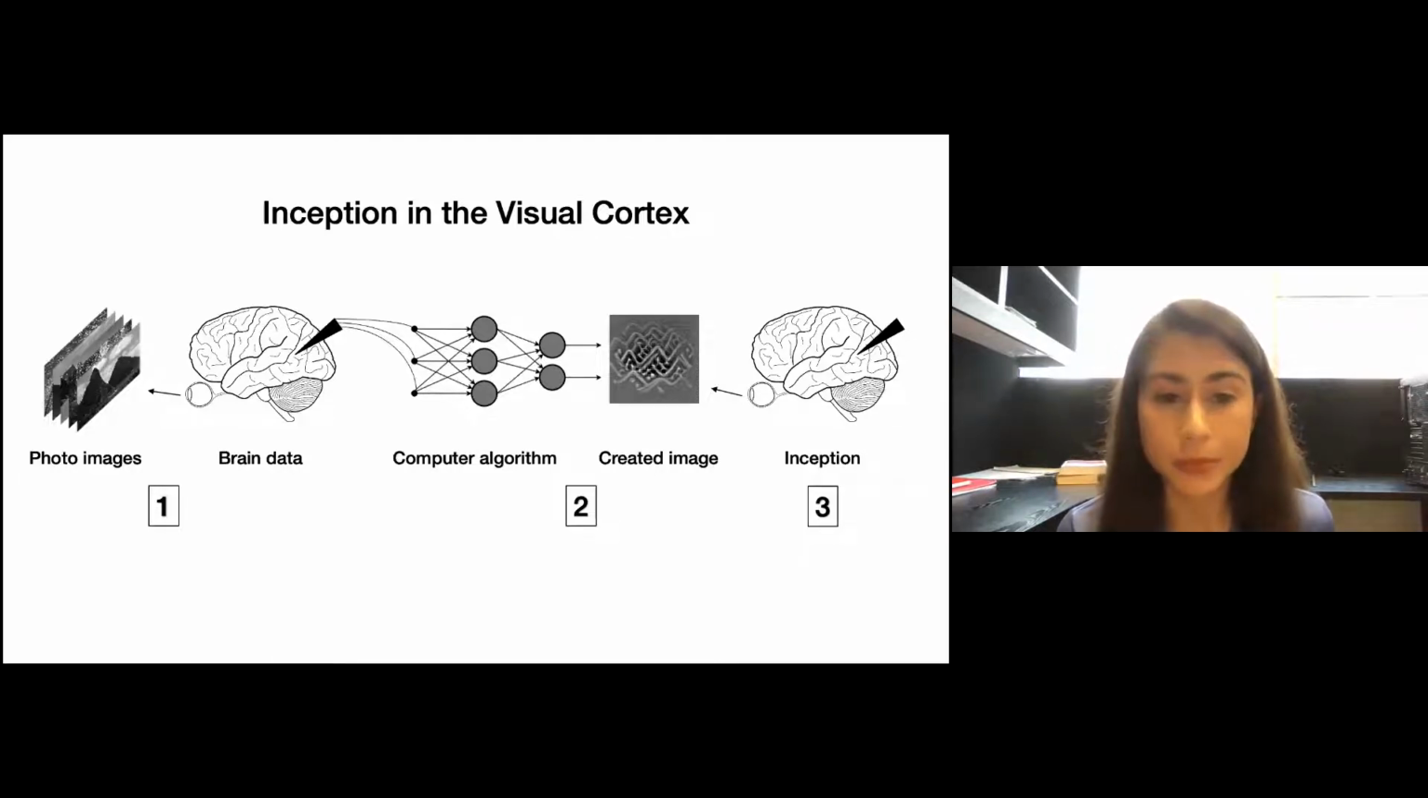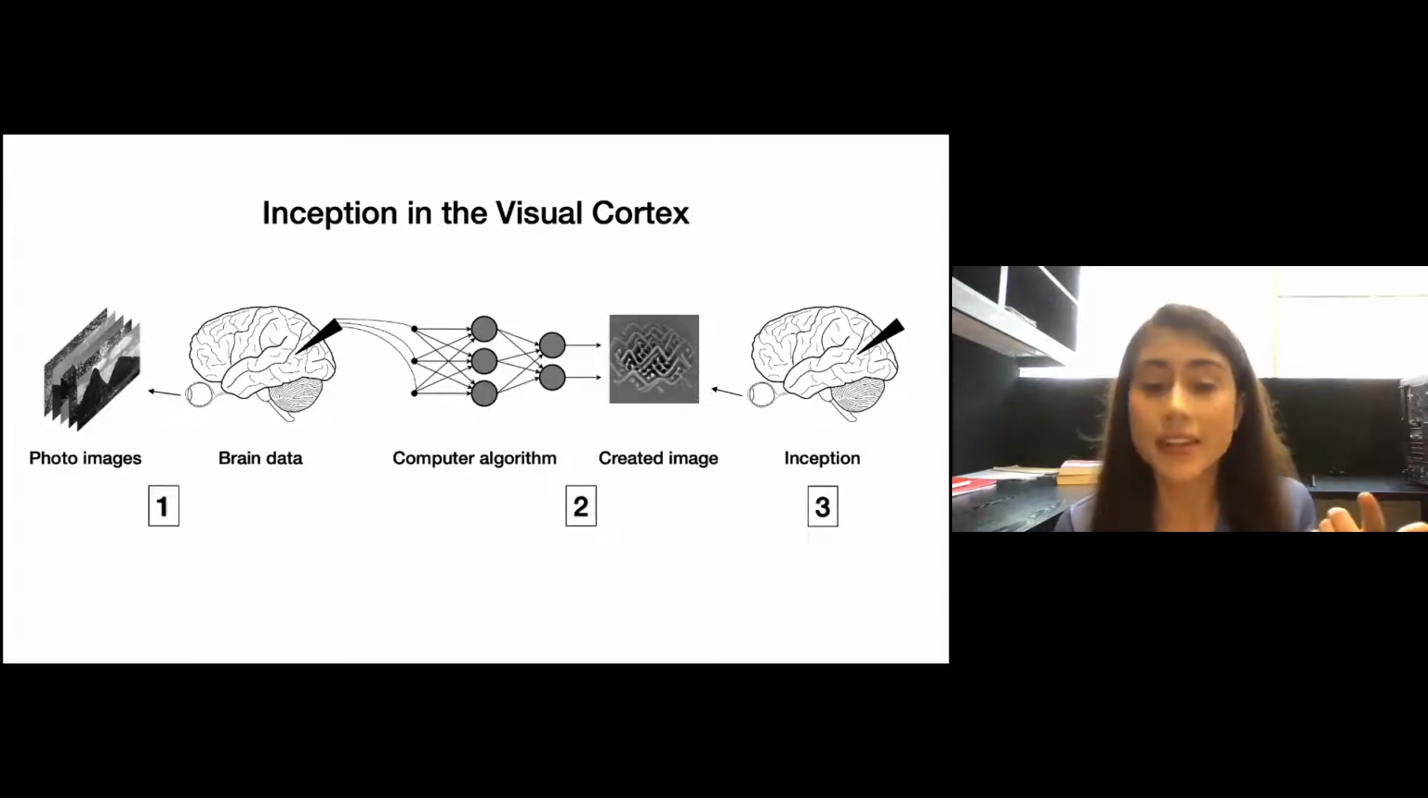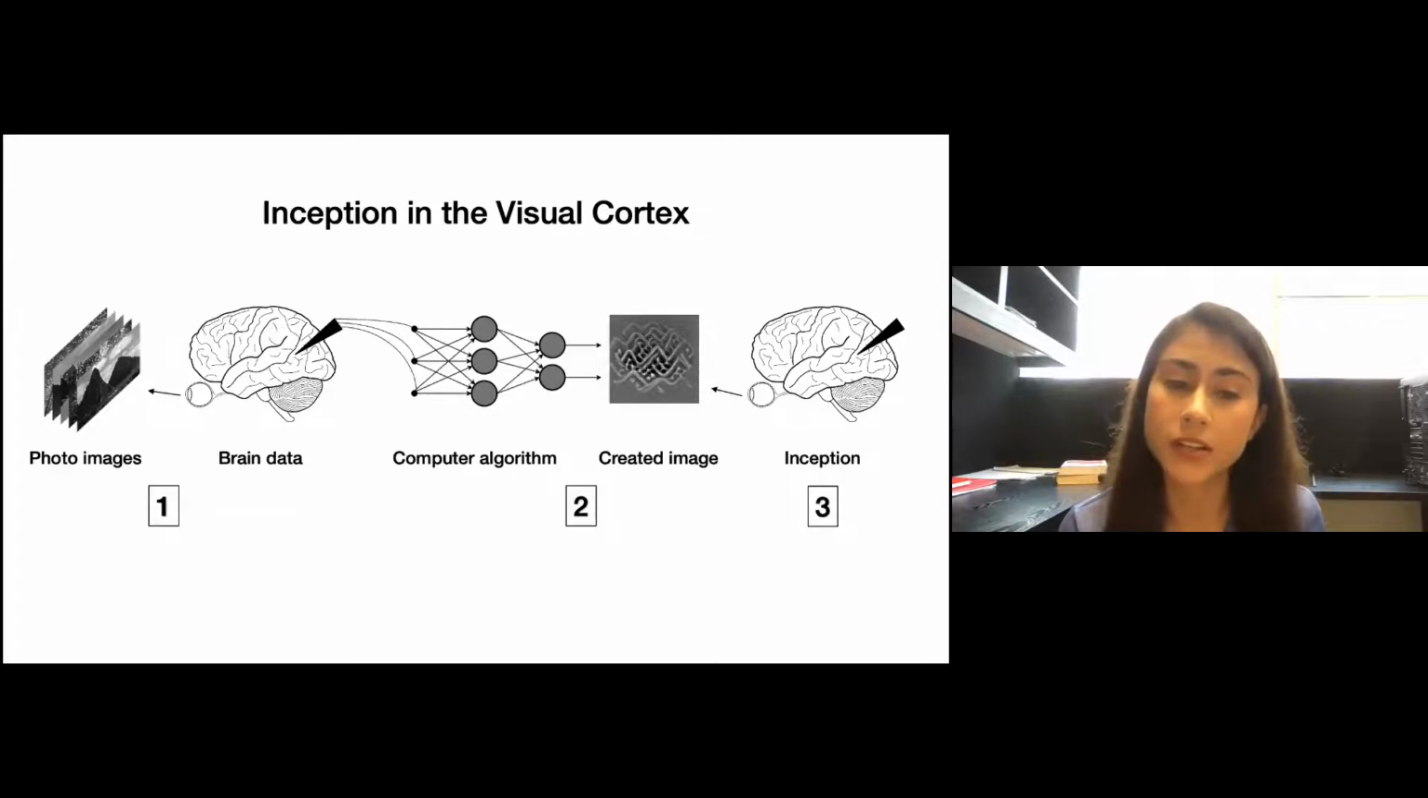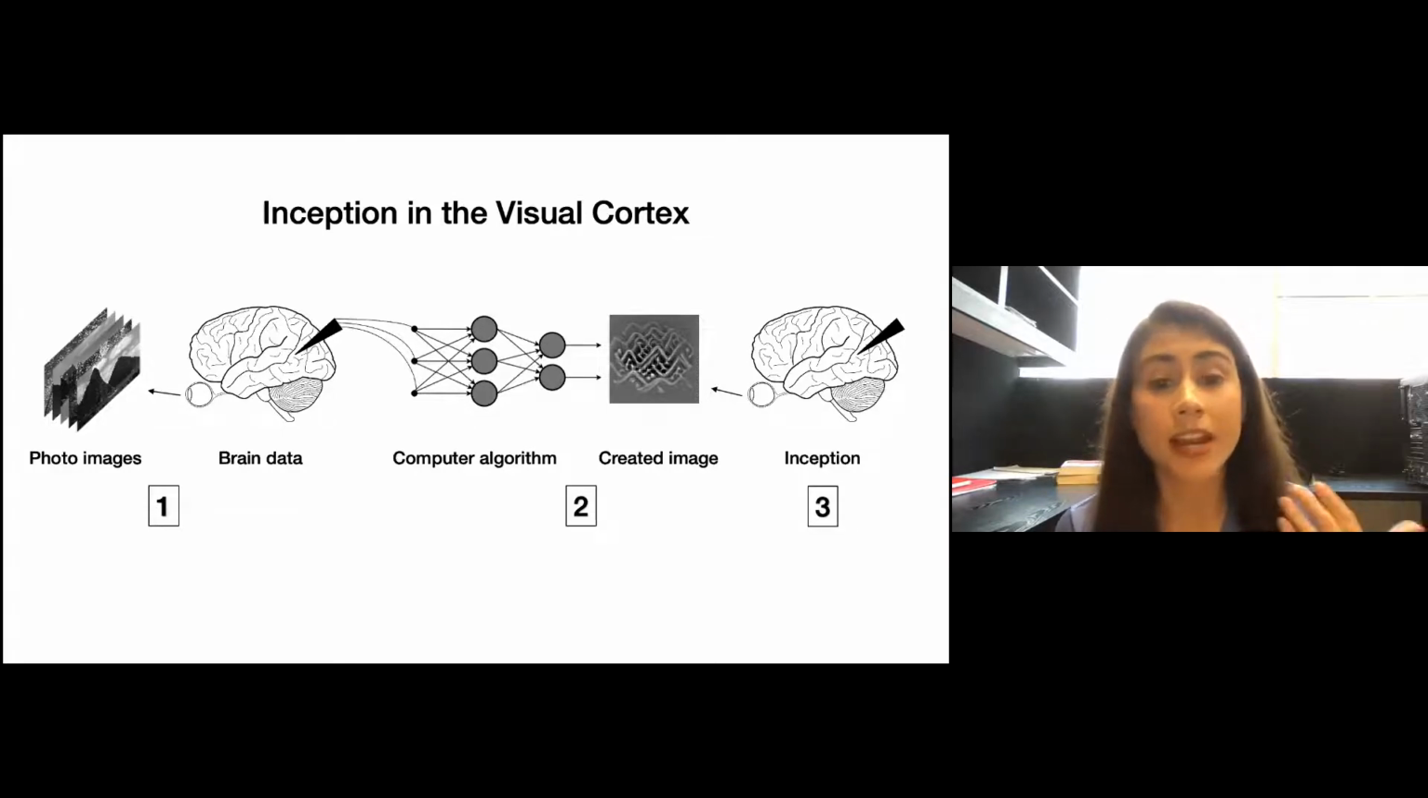Here's where the inception part comes in. We can then use this algorithm to create an image that can manipulate a neuron to fire at its maximum rate. So instead of implanting an idea, we are implanting an image, and the contents of this image provide a window into what the neurons pay attention to when they receive information from the outside world.